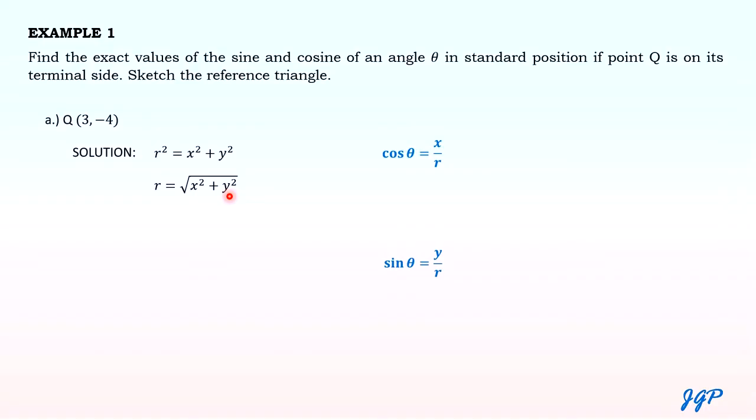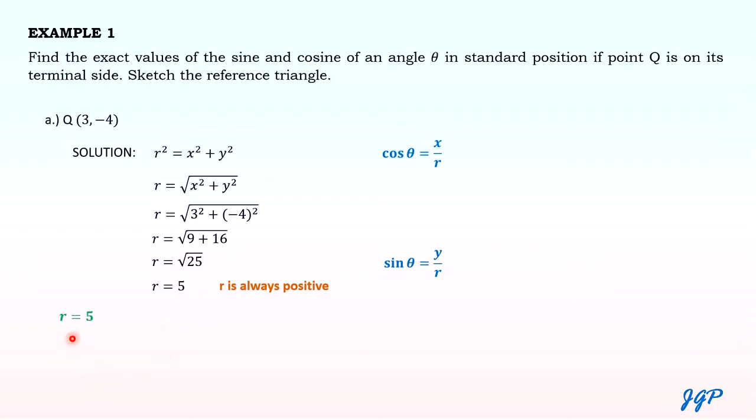So now, let's substitute the given values to our equation. So r is equal to square root of, we replace x by 3, that's why it becomes 3 squared, plus we replace y by -4, that's why it becomes -4 squared. So now let's simplify. r is equal to square root of 3 squared, that is equal to 9, plus -4 squared, that is equal to 16. And when we add 9 and 16, that is equal to square root of 25. Square root of 25 is equal to +5 and -5. Since r is always positive, we will get r is equal to +5.